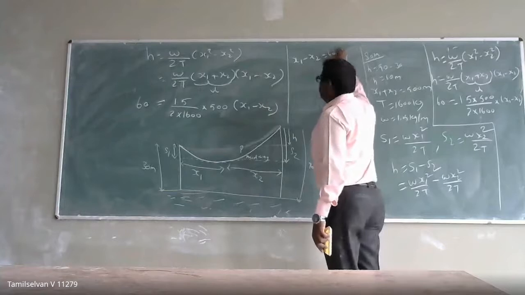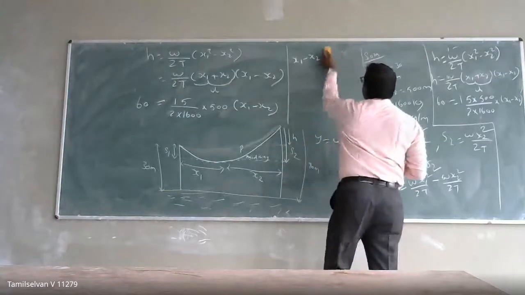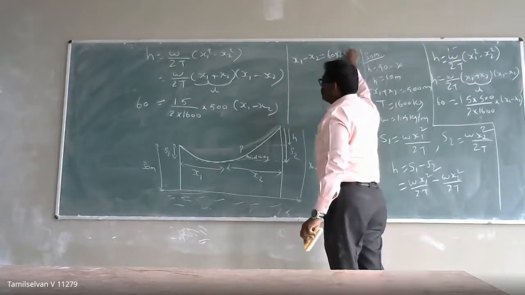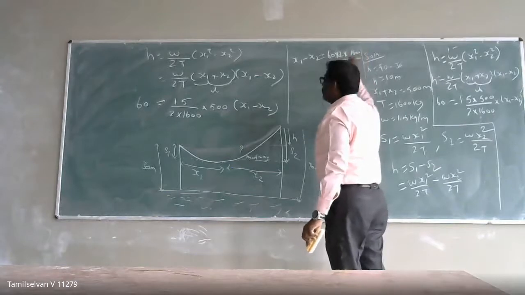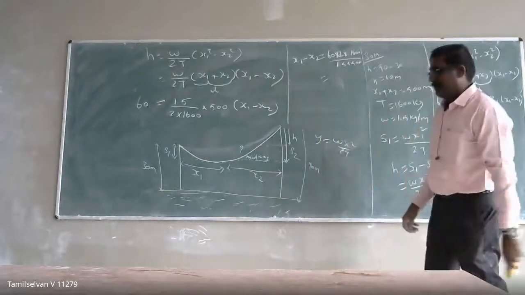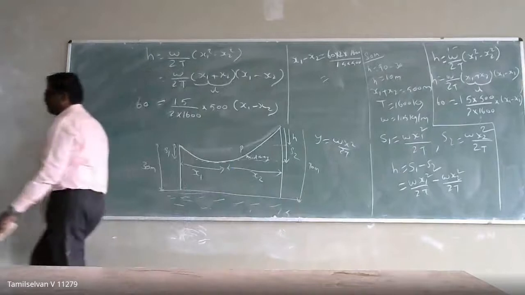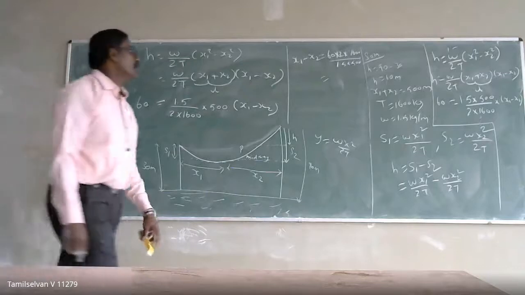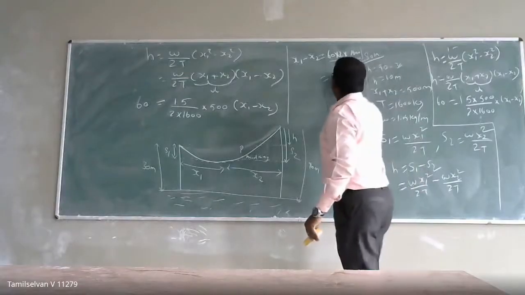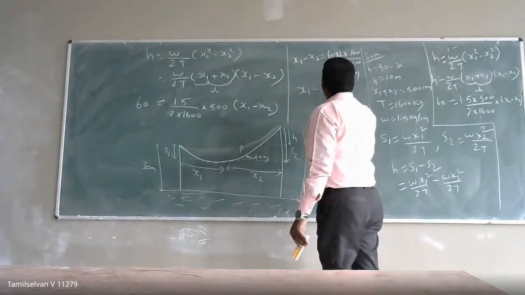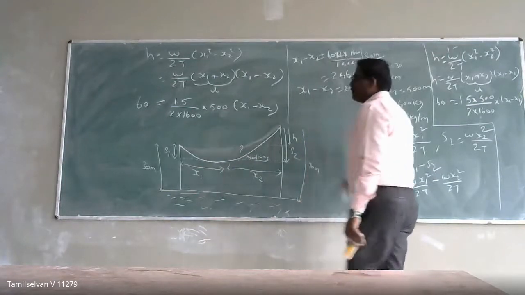That is 60 into 2 into 1600 divided by 1.5 into 500. How much are you getting? 256, sir. 256 meters. Okay, so X1 minus X2 is equal to 256 meters. This is equation 1.